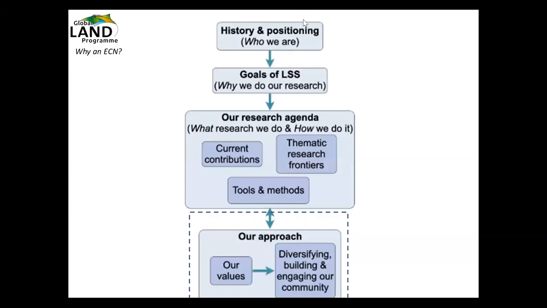This is a little about GLP, who we are and why we do our research, and the goals that we set define what kind of research we do and how we do it. But interactions also play an important role here, because we don't want to impose goals to the larger land system science community, but rather we want them to be a basis for further exchange and evolution. And also, our approach, how we connect to the larger land system community, is driven by our values. And within our values, something very important is diversifying, building, and engaging our community. So again, the early career network, we think it can really contribute to that.